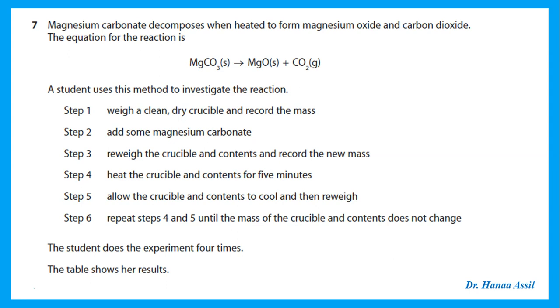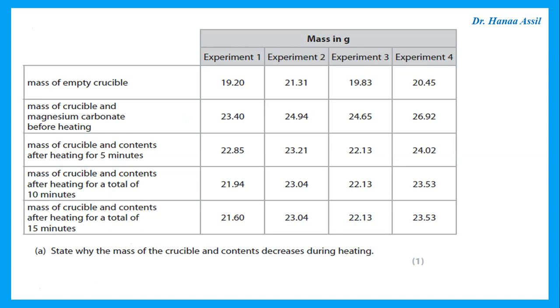If the mass does not change anymore. Of course, when we're heating magnesium carbonate, the mass should decrease because it's giving out carbon dioxide and the gas escapes. And then when the reaction is over, there is no more decrease in mass, then you know that the reaction has finished. The student does the experiment 4 times and the table shows her results.